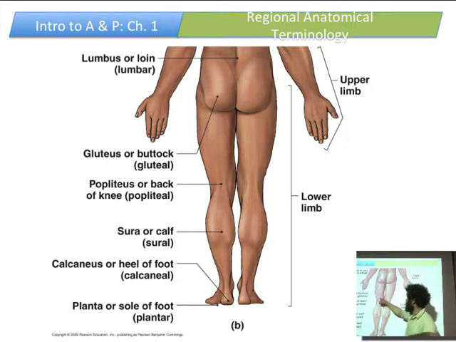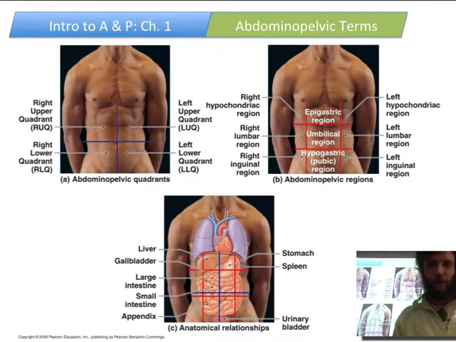This diamond-shaped area behind the knee is the popliteal region, or the popliteal fossa. The calf is the sura, or the sural region. Heel is your calcaneus. And planta, or plantar region, is the bottom of your foot. All right, the abdominal pelvic terms.